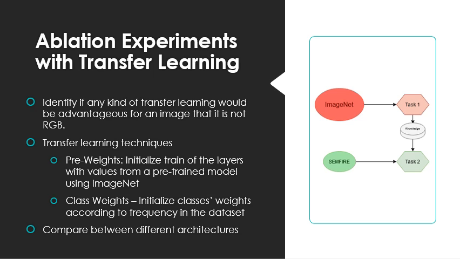We used pre-weights, which adds weights for each decoder layer according to a model pre-trained on the ImageNet dataset. An example of pre-weight transfer learning can be seen in the image. The other technique is class weights, which penalizes a class that does not show up often enough in a dataset. A lower class frequency results in higher weights. We then compared these techniques in all 3 architectures.